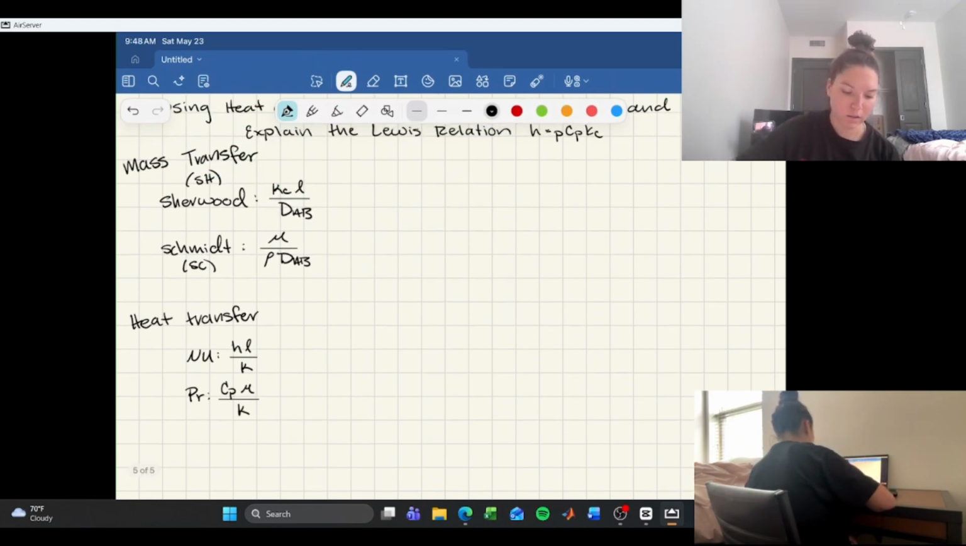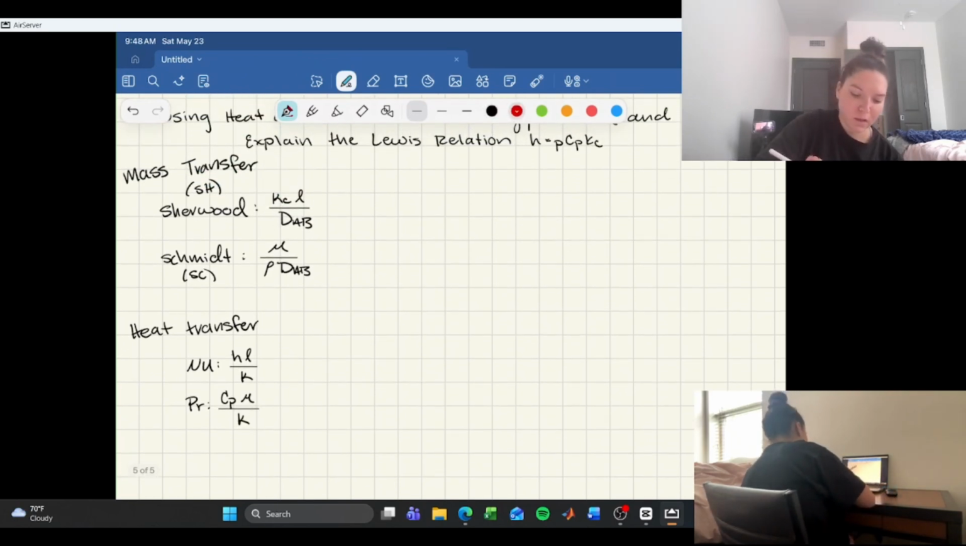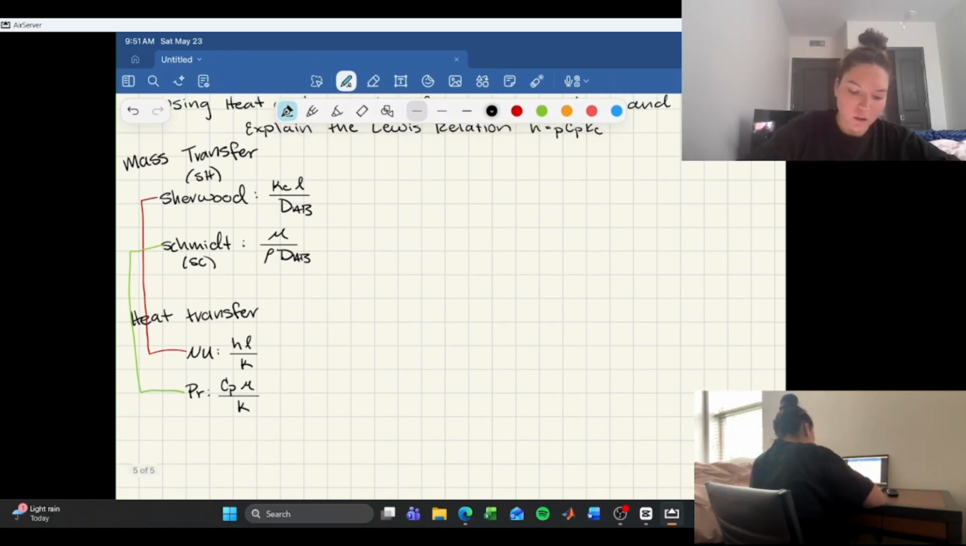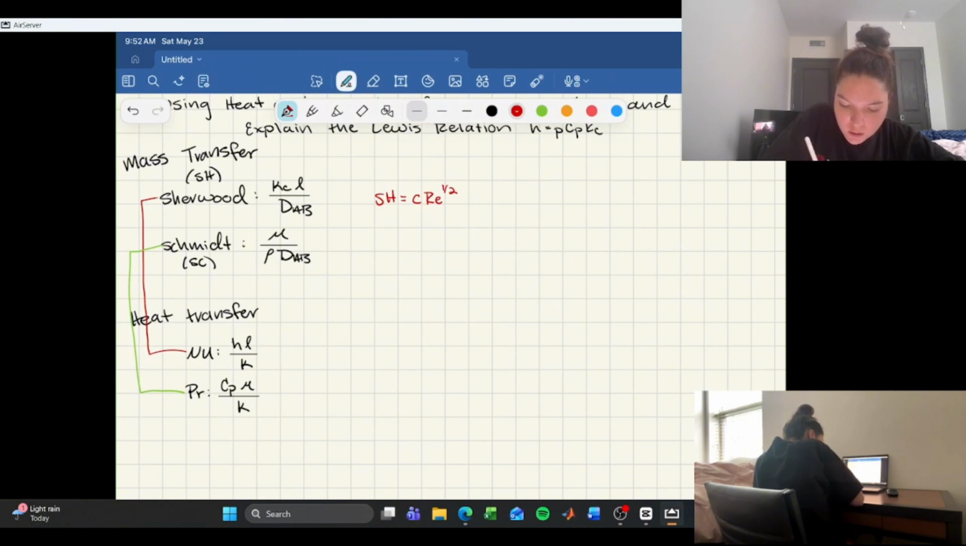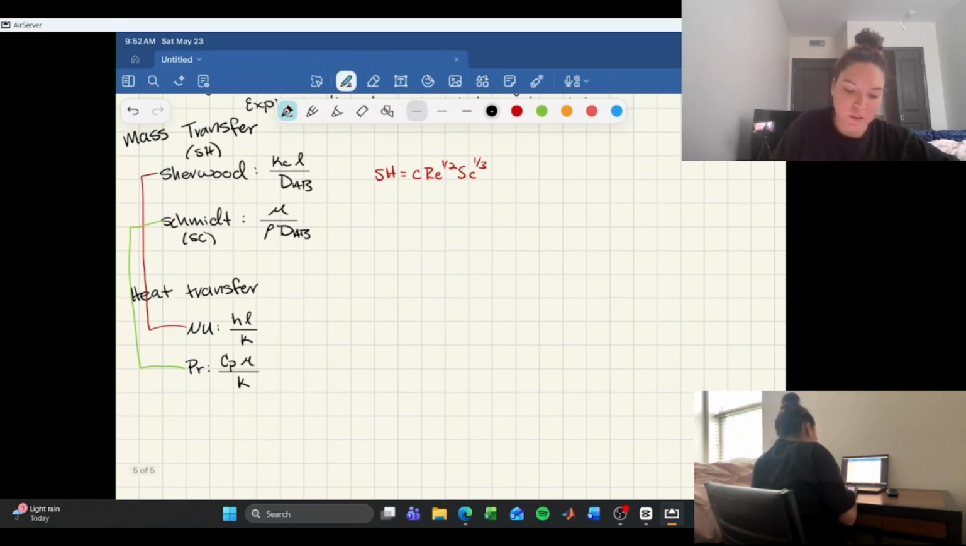Looking at these four equations, we can see that the Sherwood number and the Nusselt number are related. We can also see that the Schmidt number and Prandtl number are related. We can also rewrite the Sherwood number as equal to some constant times the Reynolds number to the 1/2 times the Schmidt number to the 1/3. This was discovered experimentally.